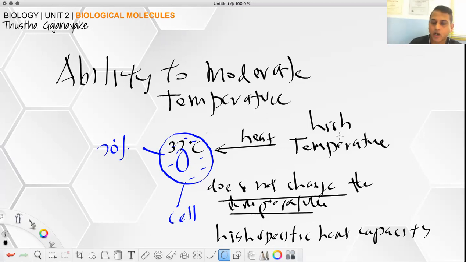So then organisms can better survive in nature with the change of the temperatures, as the water can withstand a change of the temperatures. It doesn't change easily.